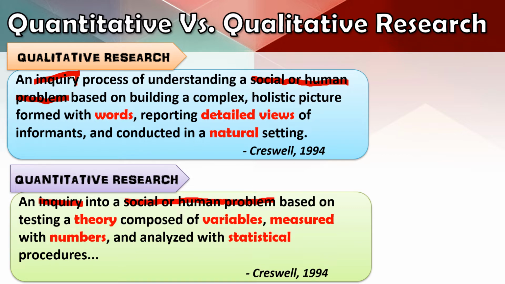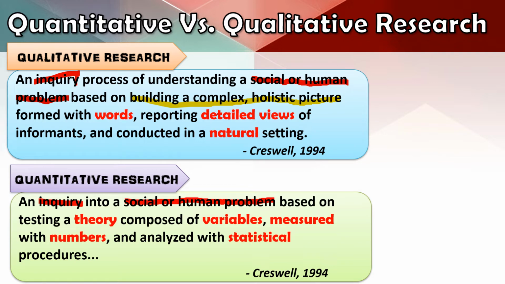If qualitative and quantitative research are both an inquiry process that aims to understand a social or human problem, now the difference lies with how qualitative research is being done and how quantitative research is being done. So let's start with identifying the differences between the two. For qualitative research, it is based on building a complex, holistic picture.